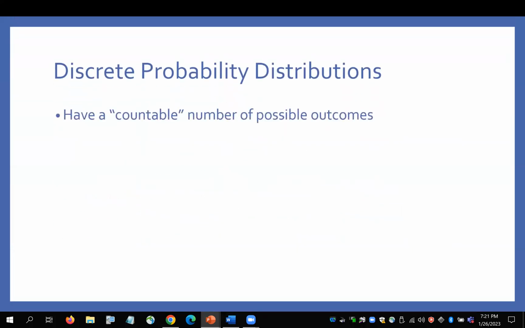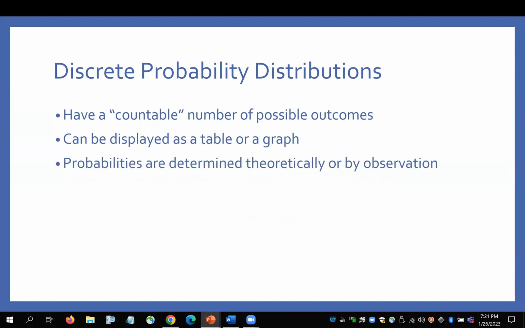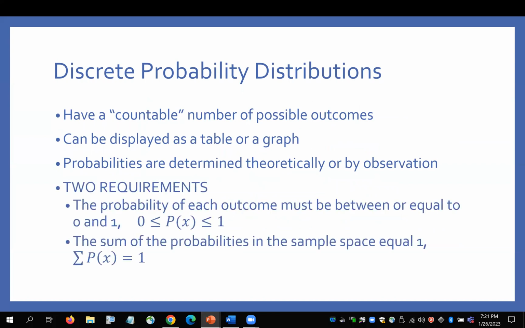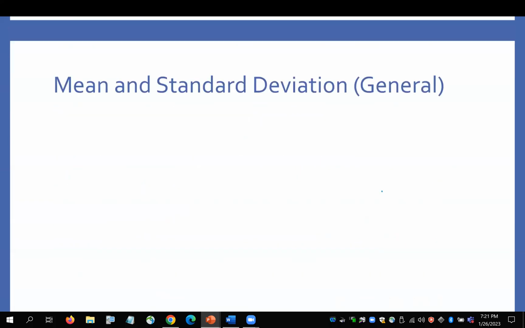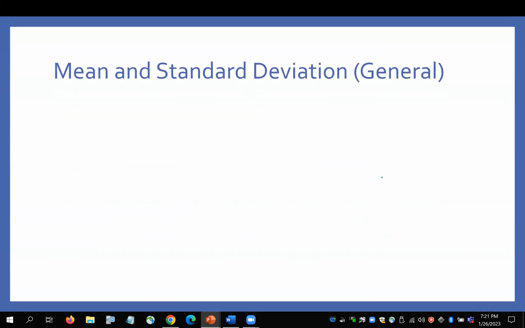Okay, so discrete probability distributions, as I just said, have a countable number of possible outcomes. They're displayed on a table or a graph, more likely a table. The probabilities are determined theoretically or by observation. And then you have the two requirements that we just discussed in great detail. For the generic discrete probability distribution, there are formulas for the mean and the standard deviation.